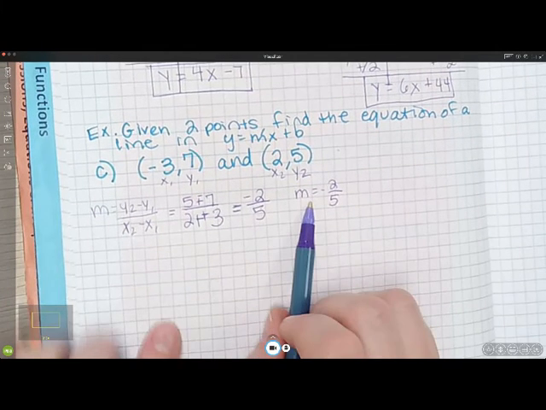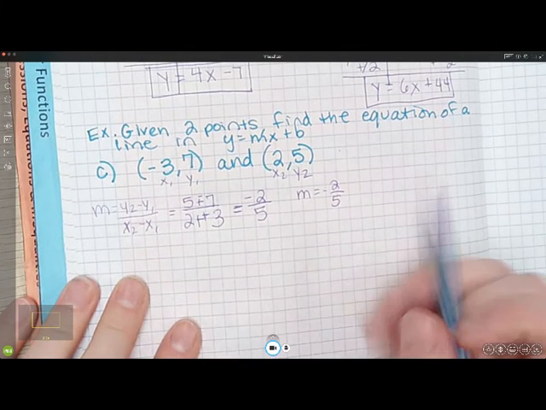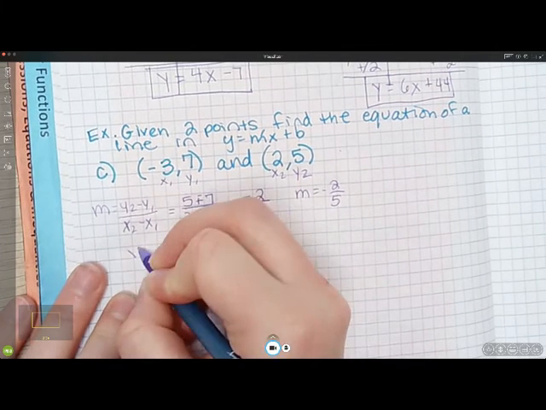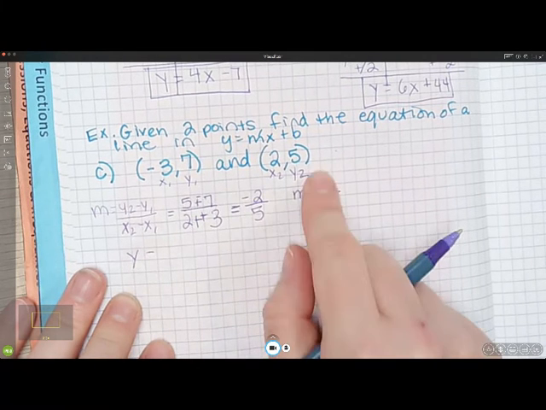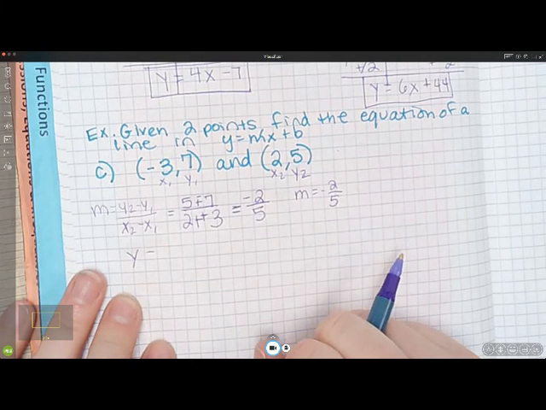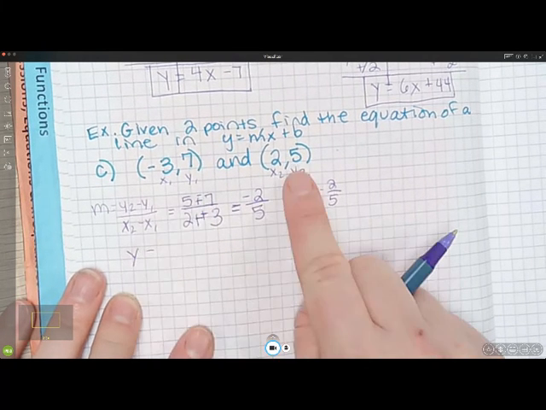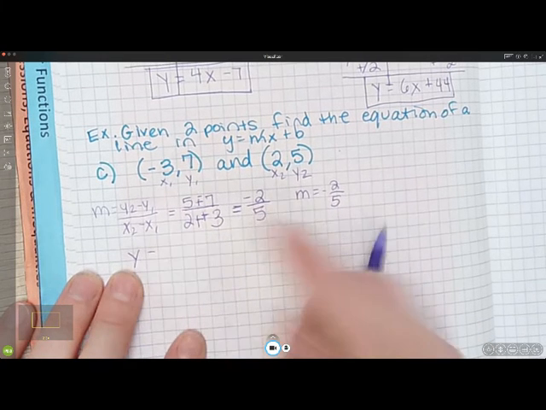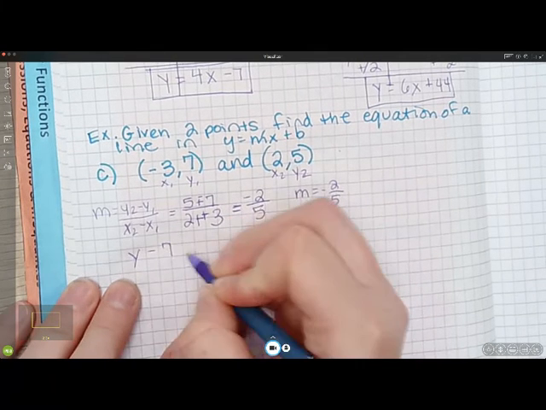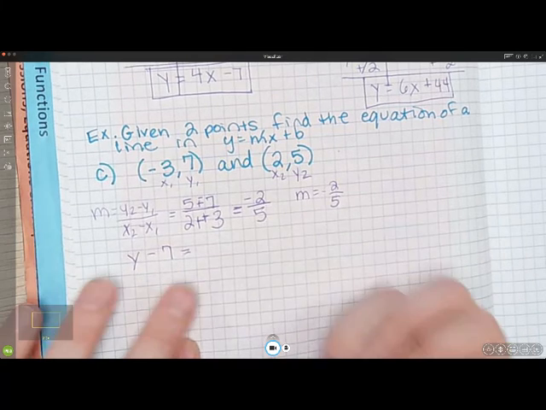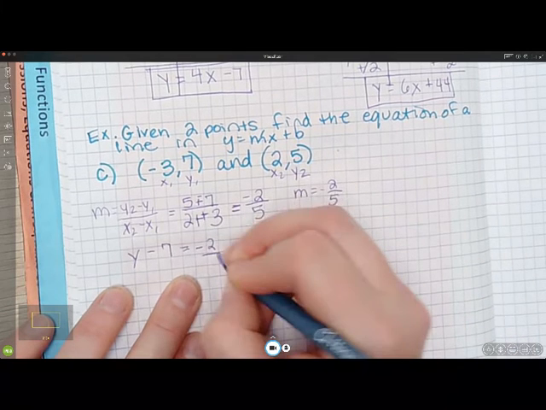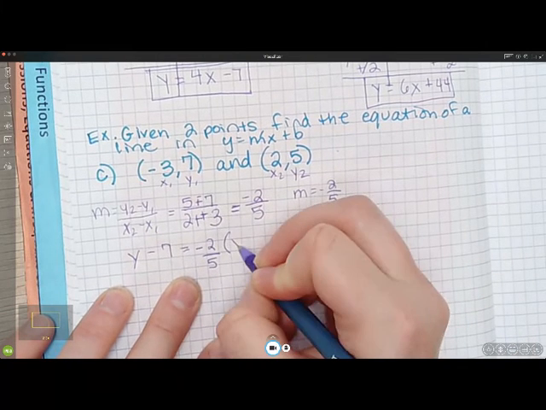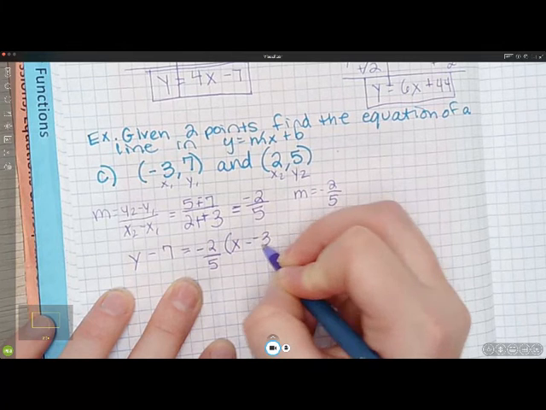So the next thing we need to do is do our y minus y1. So y minus, so which one do I use? Honestly, it doesn't even matter. You can pick this one or you can pick this one. But you got to be consistent. So I'm just going to pick this one. So y minus 7 equals negative 2 over 5 x minus a negative 3.